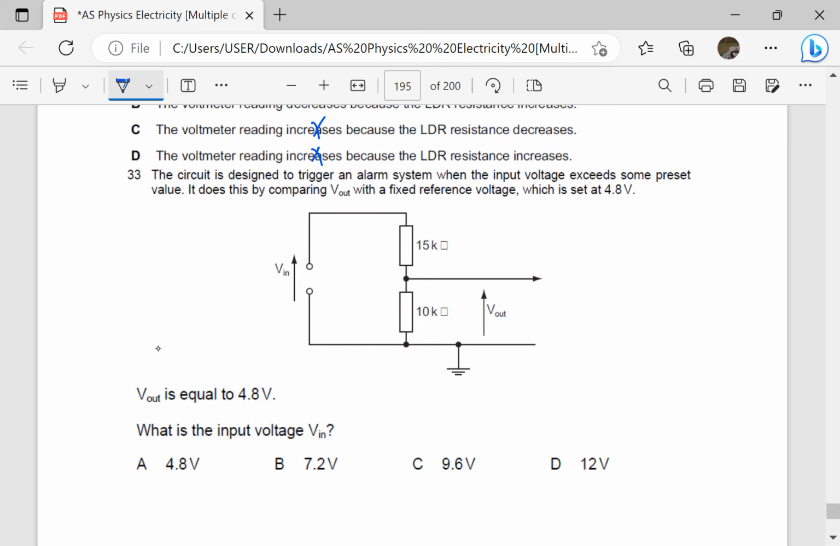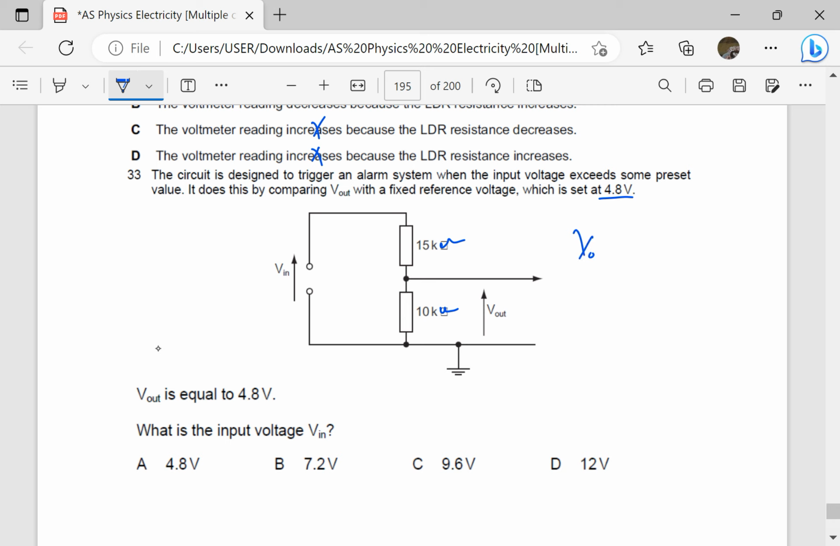The circuit is designed to trigger an alarm system when the input voltage exceeds some preset value. It does this by comparing Vout with a fixed reference voltage, which is set at 4.8 volts. So this is in kilo ohms. Vout is equal to 4.8. What is the input voltage Vin?